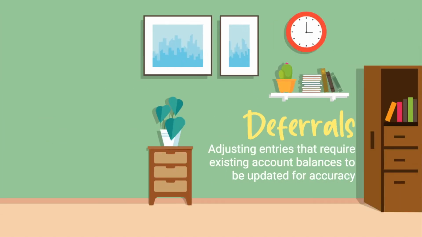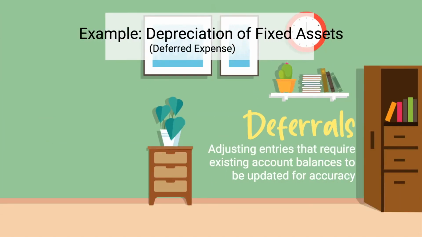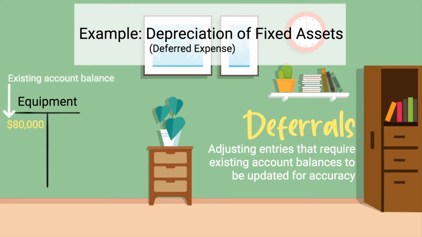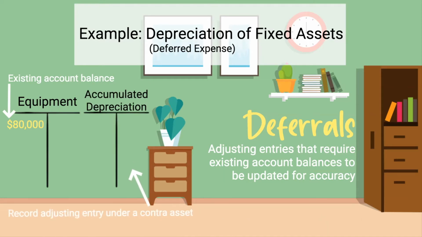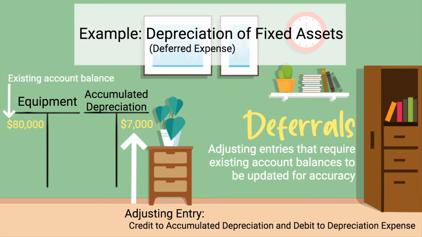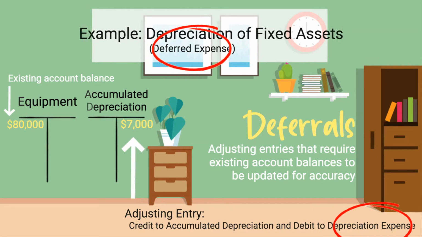Our next deferral example is depreciation of fixed assets, which is a deferred expense. Let's assume that equipment had a balance of $80,000. That's an existing account balance. With fixed assets, we're going to record adjusting entries under a contra asset called accumulated depreciation on the credit side. In this example, it's credited for $7,000. So we'll have a credit to accumulated depreciation and a debit to depreciation expense. This is considered a deferred expense.